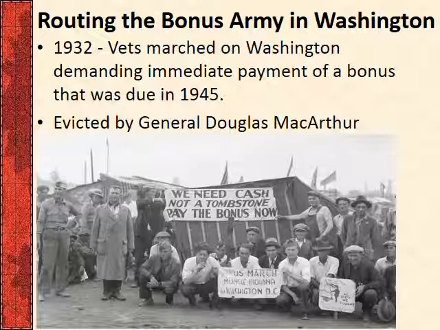So they march on Washington, D.C., and there are thousands of them who basically set up a Hooverville on the Washington grounds. They try to get rid of them. Eventually, the federal government gets the police and the army, led by General Douglas MacArthur, who becomes a hero in World War II, to evict them with bayonets and tear gas, and apparently a little baby was killed by tear gas.